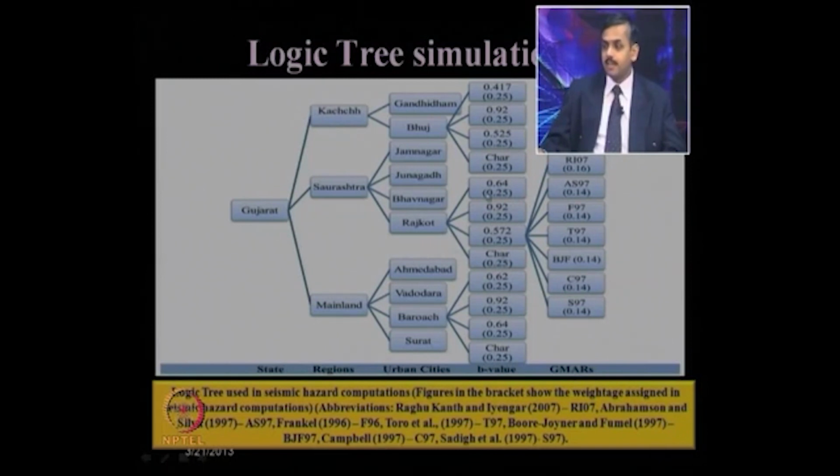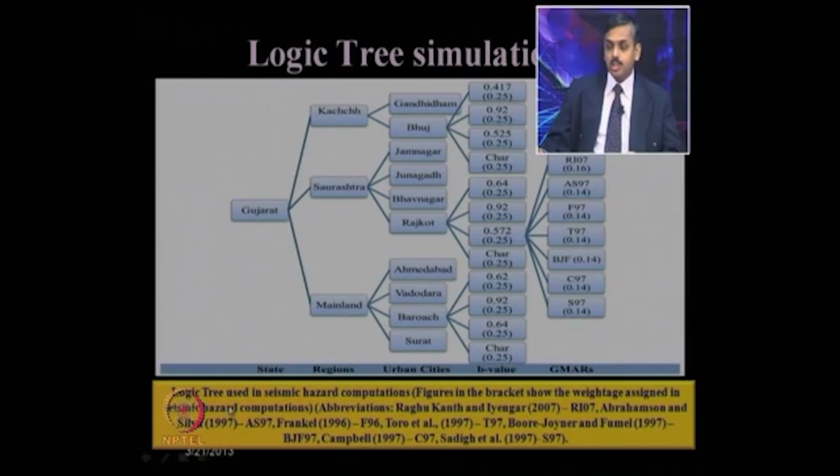Similarly, for other cities as well. Now, when we are considering one particular value, within that again we have 7 sub branches. What are those 7 sub branches? These are nothing but GMPs. What GMPs have we used? 7 GMPs I have mentioned, 6 from abroad and 1 from India. So, all these abbreviations are listed over here.